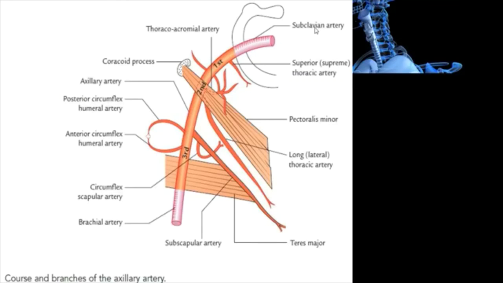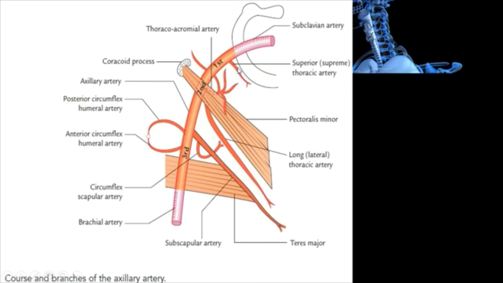This is the figure showing the axillary artery. The axillary artery has three parts. This is the first part, this is the second part, and this is the third part. How will you divide these three parts? By the pectoralis minor muscle. Before the pectoralis minor muscle is the first part, behind the pectoralis minor muscle is the second part, and just after the pectoralis minor muscle is the third part.